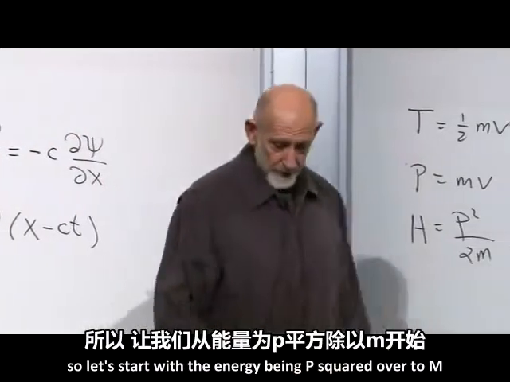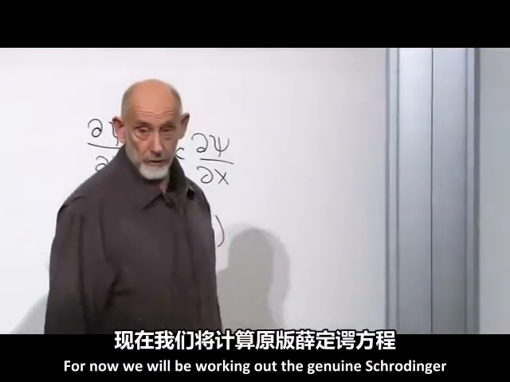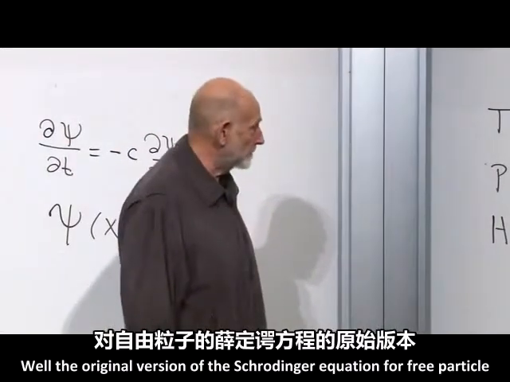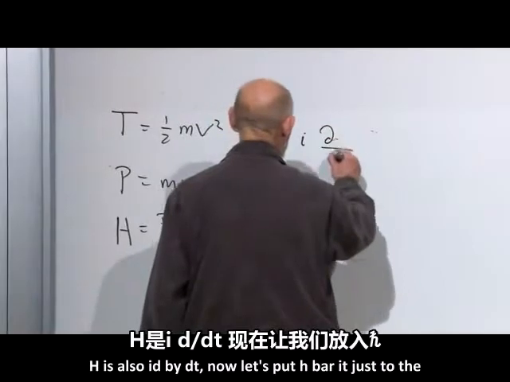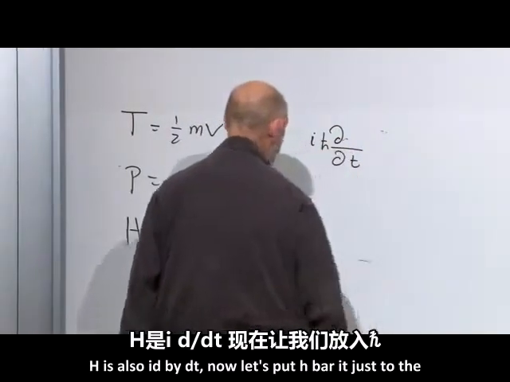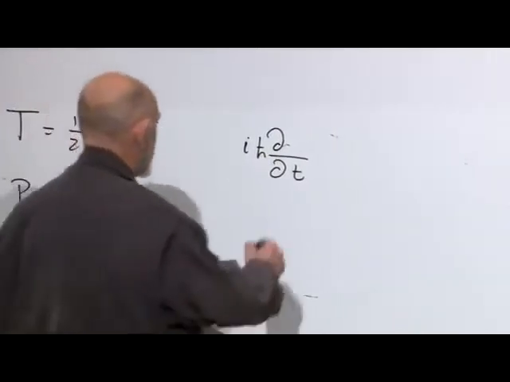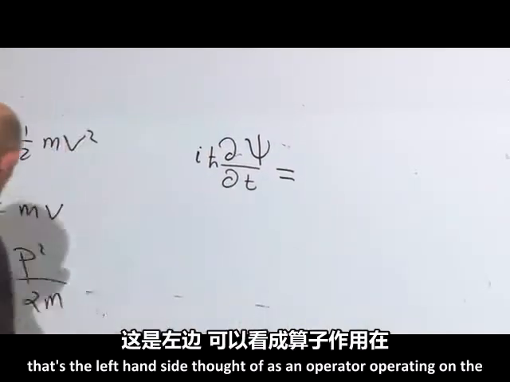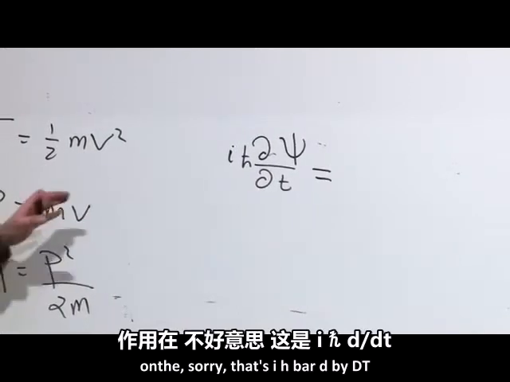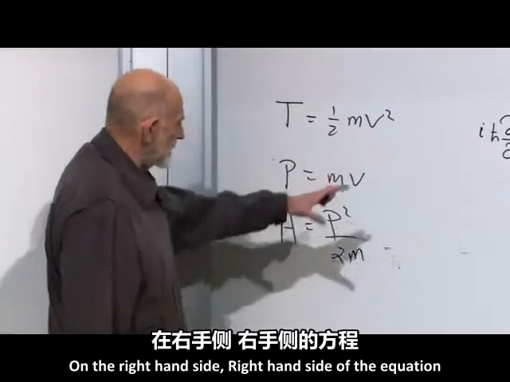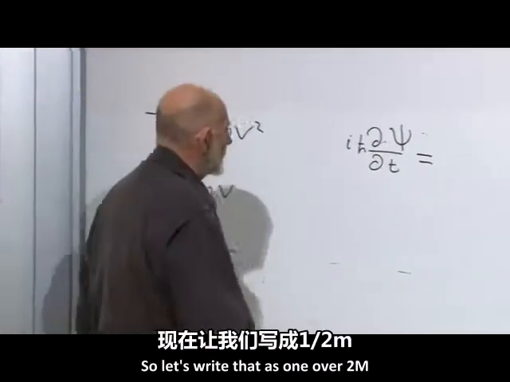All right. So let's start with the energy being p squared over 2m and work out the Schrodinger equation for it. Now we will be working out the genuine Schrodinger, the original version of the Schrodinger equation for a free particle. All right, we just write H is equal to p squared over 2m. H is also i d by dt. Now, let's put h bar in just as Schrodinger would have done it, on psi. That's the left-hand side, thought of as an operator operating on psi, that's i h bar d by dt. And the right-hand side of the equation is just H acting on psi, but H is p squared over 2m. So let's write that. There's a 1 over 2m.